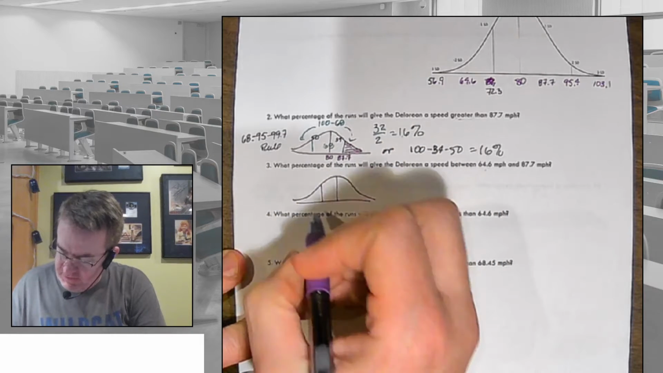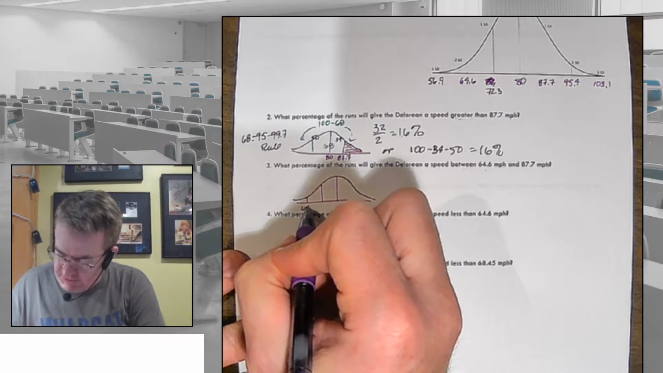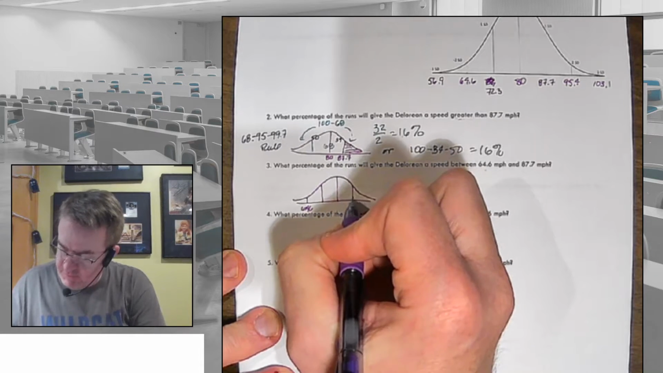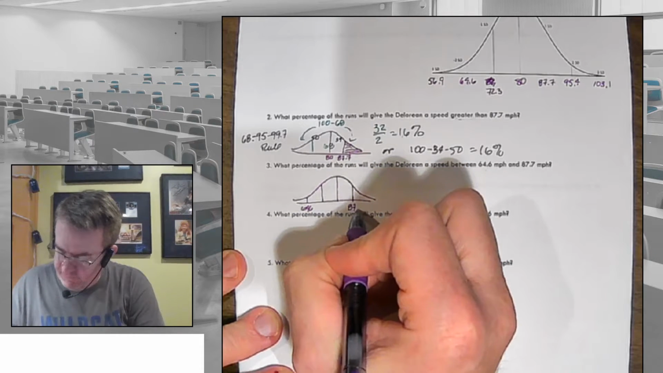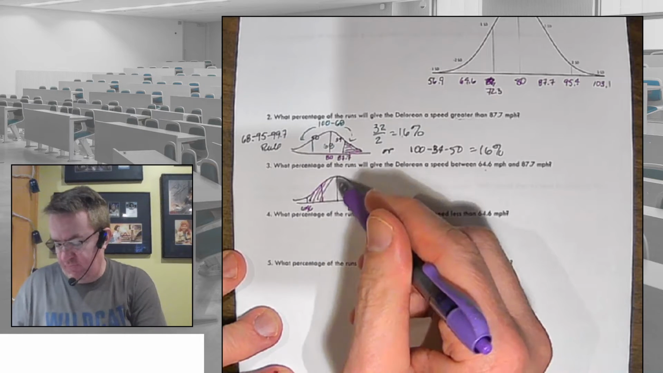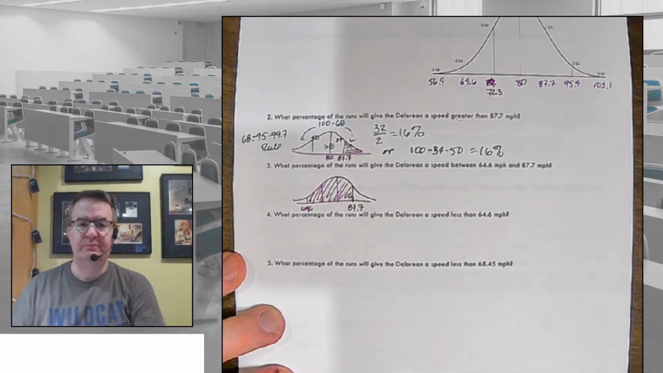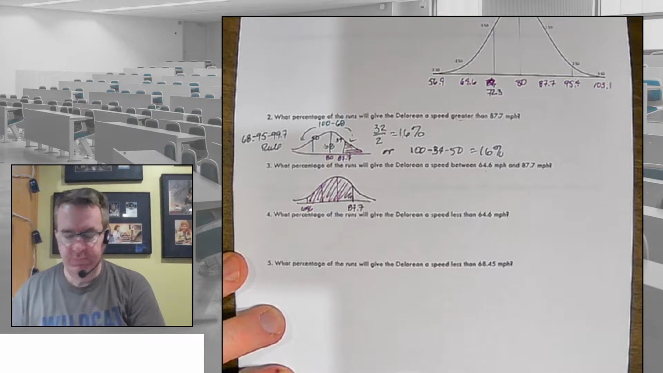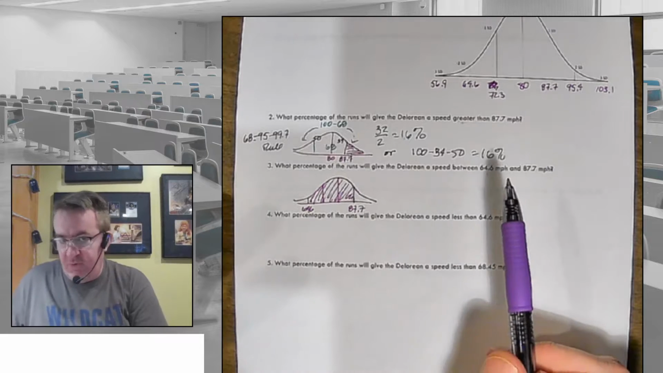So I've got one standard deviation there, and I've got 64.6 here. I have another one up over here, 87.7. And what do we want? We want this area in between. So how do we figure that out?